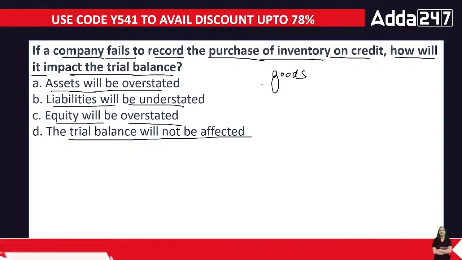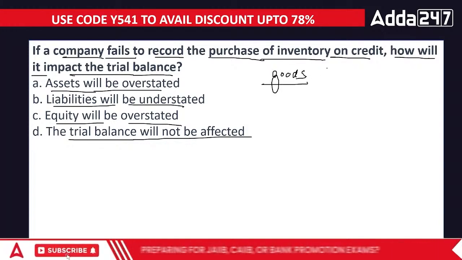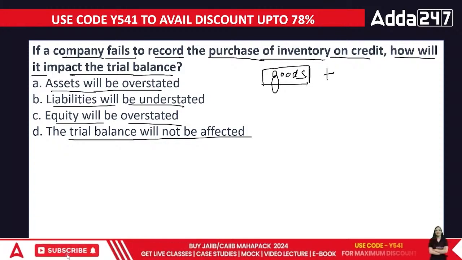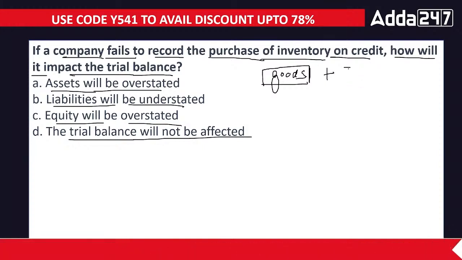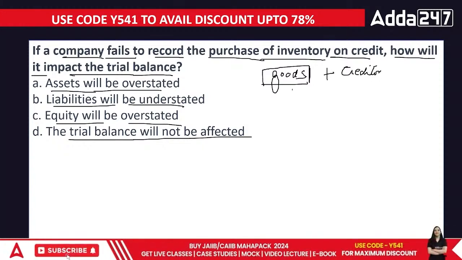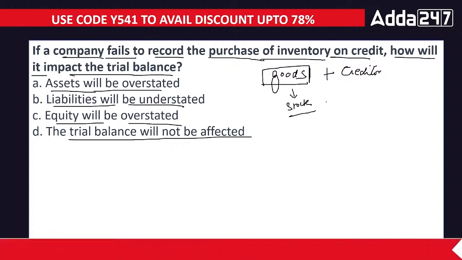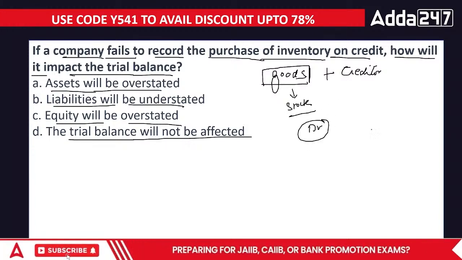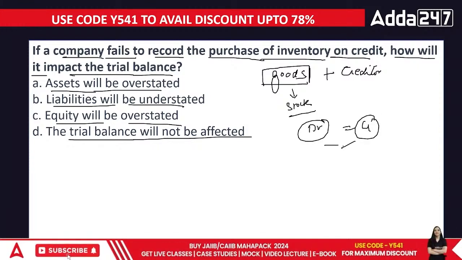And if I have bought goods, then on the purchase of those goods, the next thing that happened is I haven't paid for it. So the creditor or the supplier is still there, and the goods are known as stock. The entire journal entry is missing. That means the debit side is also missing and the credit side is also missing. If both are missing, what will happen? Can you trace it down?